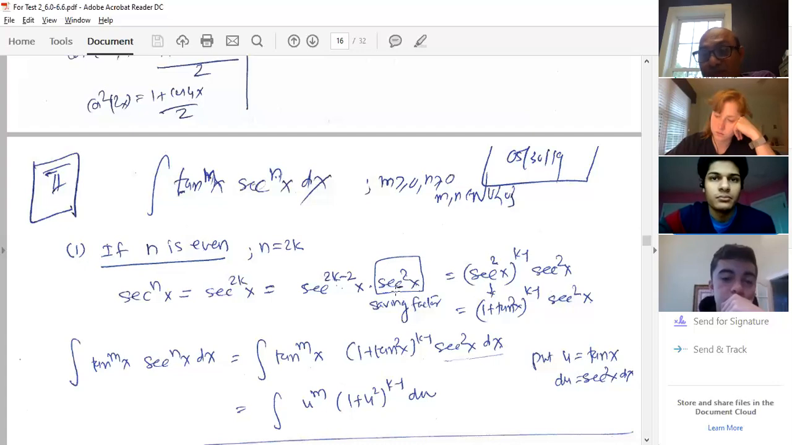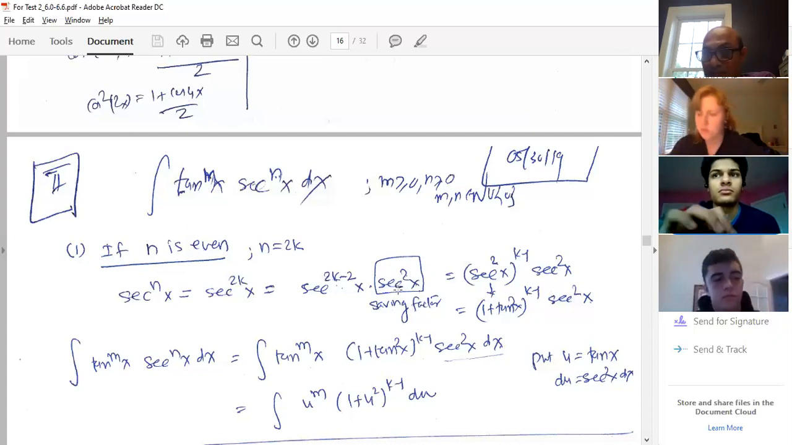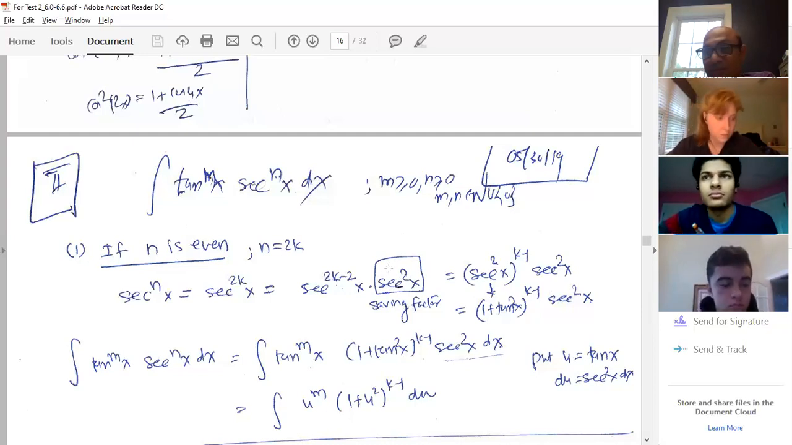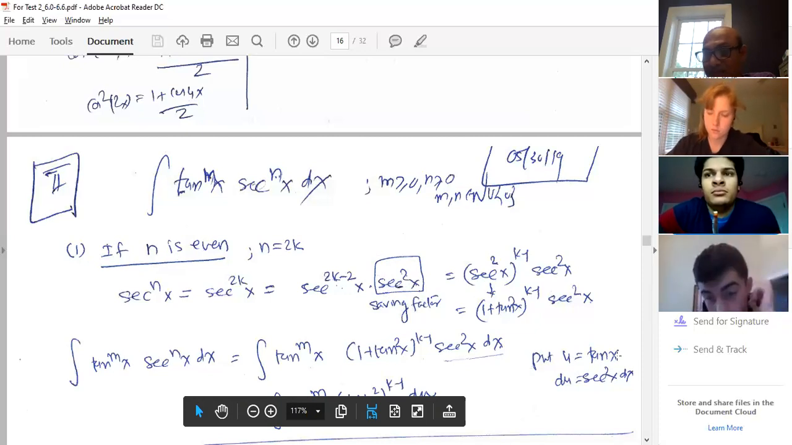Because I'm going to choose over here my u sub as tangent x. And derivative of tangent x is secant square x. That is the reason why we are saving the secant square x factor here. If you write secant x, that won't work because your u after a couple of steps will be tangent x. So derivative of tangent x.